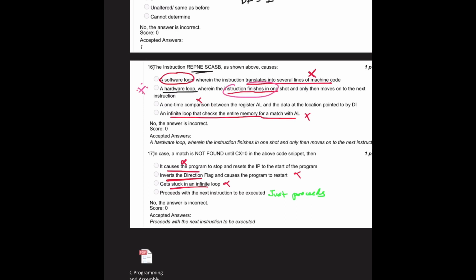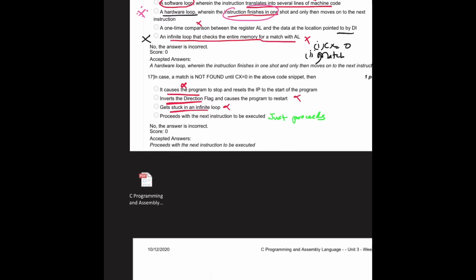Look at what this is. A one-time comparison between the register AL and the data at the location pointed to by DI. So this is not a one-time comparison. It compares until the two criterions, which is CX going to 0, or if there is a match that is found. These are the two criterions. An infinite loop that checks the entire memory for a match with AL. So this is also false. It's not an infinite loop.